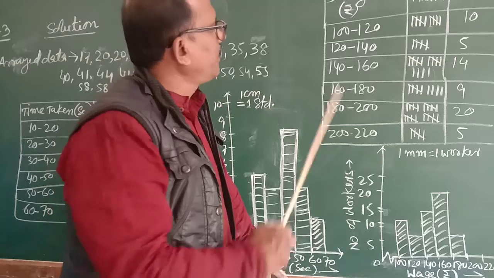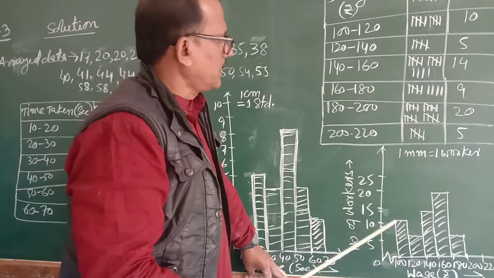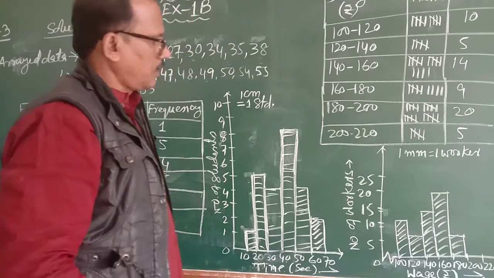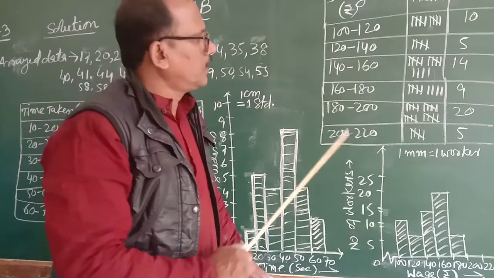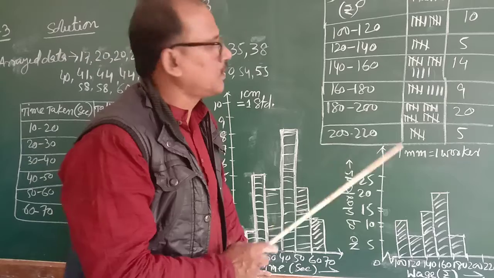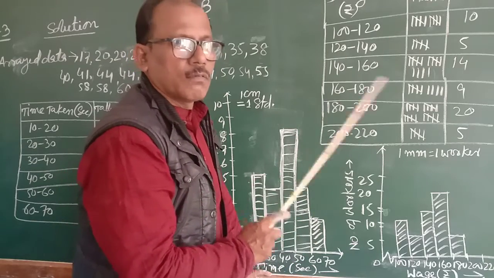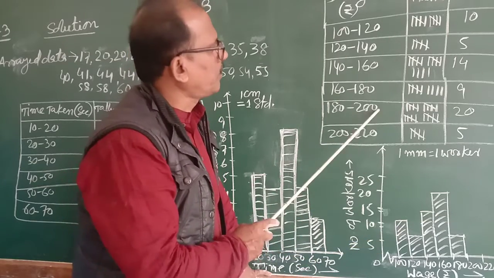There you have the daily wage of the workers given to you, and there are some 25 workers. So you have to make a histogram of it. Tabulate this way. Whatever table is given to you in the question paper, you tabulate this way.